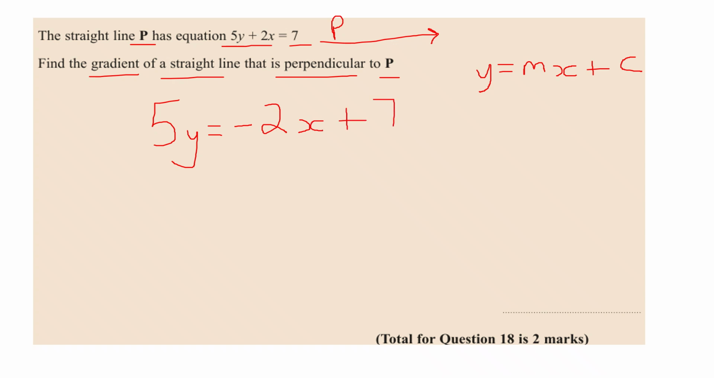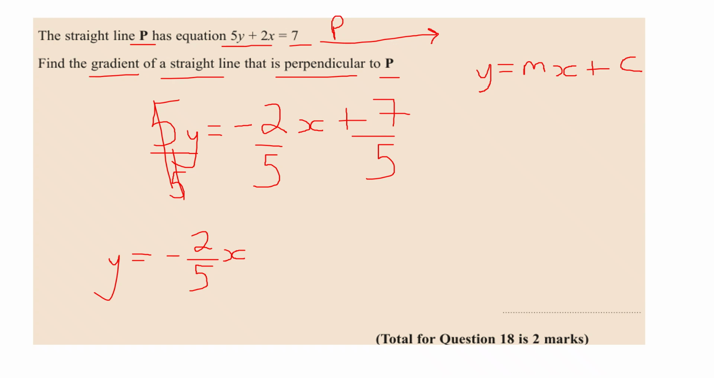Next step, to get y by itself: it is currently being multiplied by 5, so the opposite is to divide by 5, dividing all three terms, or the whole thing, by 5. The 5s cancel, so we have y equals minus 2 fifths x plus 7 fifths. So the gradient of line P is the coefficient of x, so it's minus 2 fifths, or negative 2 over 5.